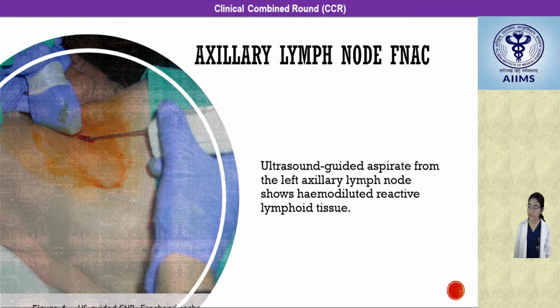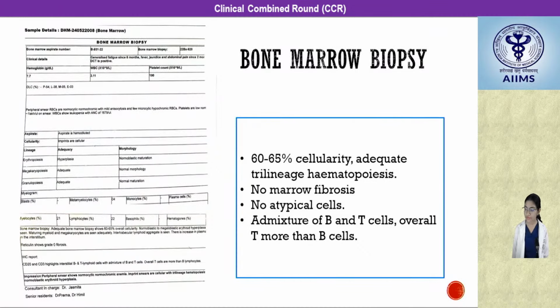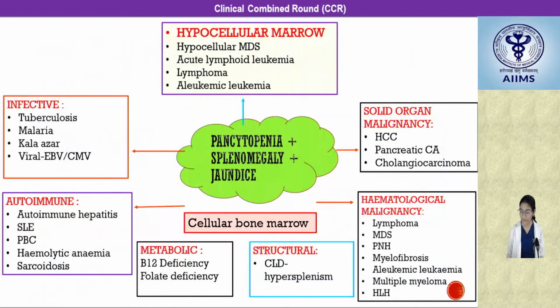On the axillary lymph node FNAC, we found that she was having only reactive lymphoid tissue. On the bone marrow biopsy, she was found to have adequate cellularity with no evidence of fibrosis nor any atypical cells. Based on these, we were able to rule out some of the previously established differentials.